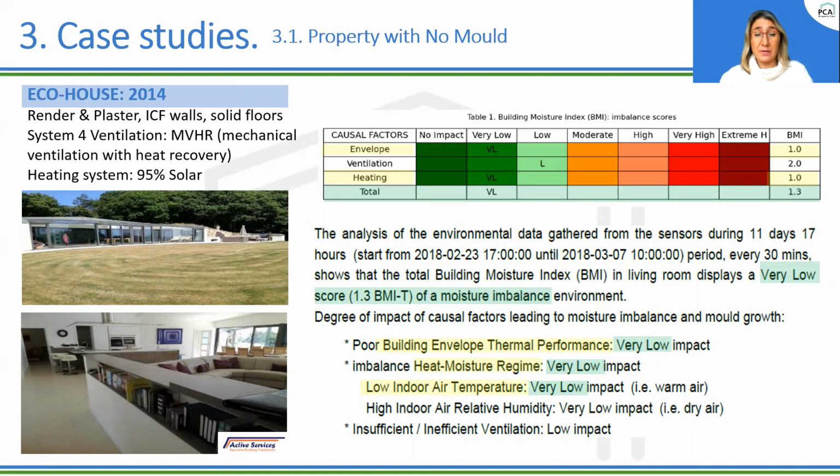So we have warm air. The influence of having high indoor RH to the imbalance is also very low. So we have dry air. And finally, the contribution of having insufficient or inefficient ventilation is low. So we have a good ventilation.